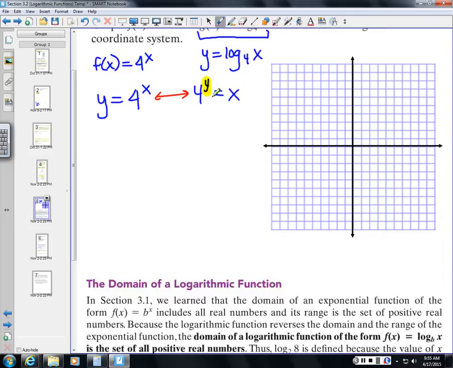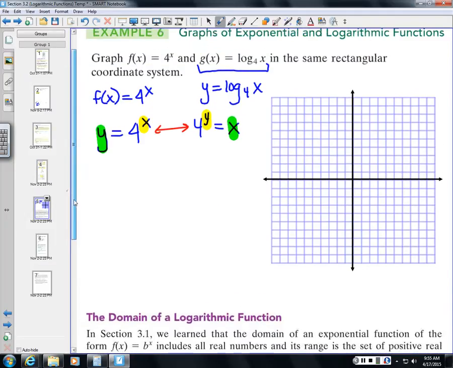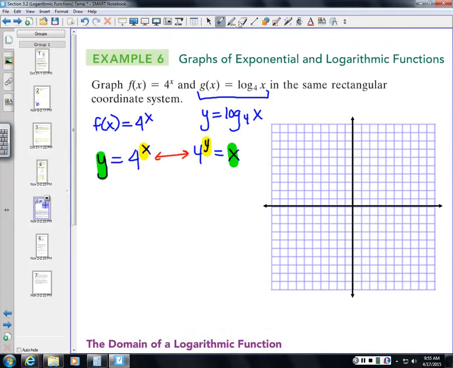This one has y in the exponent, this has x in the exponent. This one has it equal to y, this one has it equal to x. Again, you can see that these are exact inverses of each other. Okay? So again, what we're being asked to do here is graph a log.